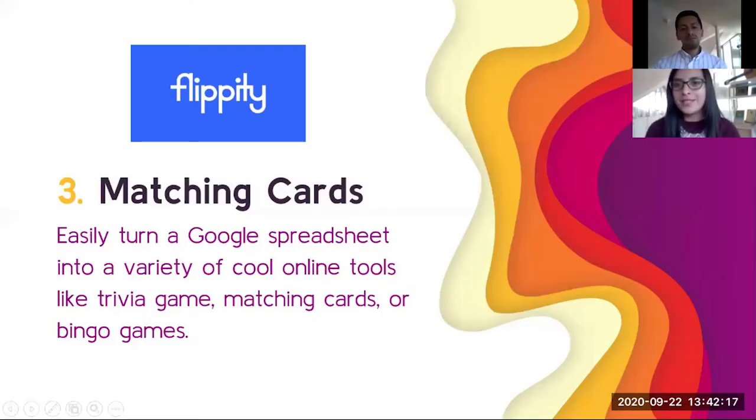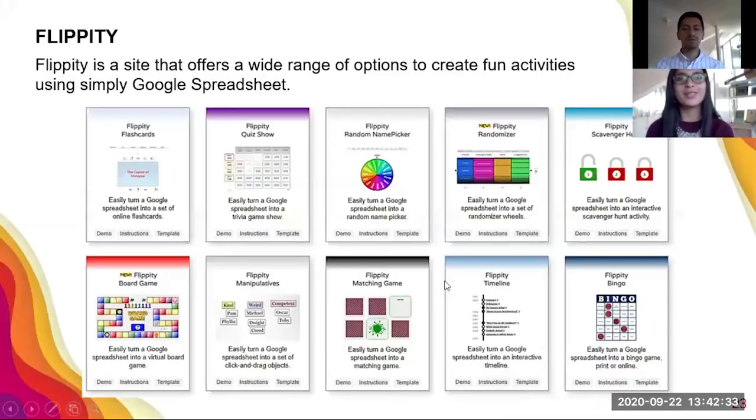Okay, so thank you, Andres, for explaining the last tool, Pear. So now we're going to Flippity, similar to the first tool that we explained to you, which was Jamboard. And Flippity is a site as well, which offers a wide range of options to create different activities using simply a Google spreadsheet. As you can see on the screen, you can find different templates, okay?